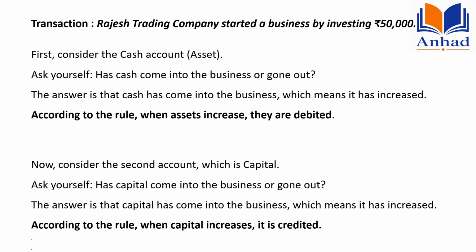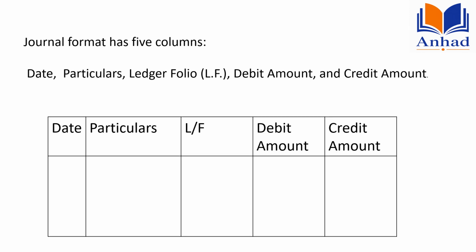Let us now come to the format of a journal. A journal has 5 columns: date, particulars, ledger folio written as L/F, then the debit amount and the credit amount. In column 1 we write the date of the transaction. In column 2 we write particulars, as to which account is debited and which is credited. We write it in 2 lines. In the first line, we write cash A/C debited, and in the second line, capital A/C.